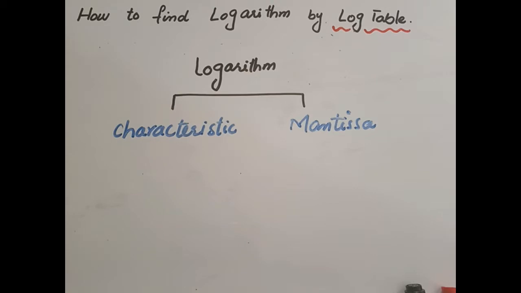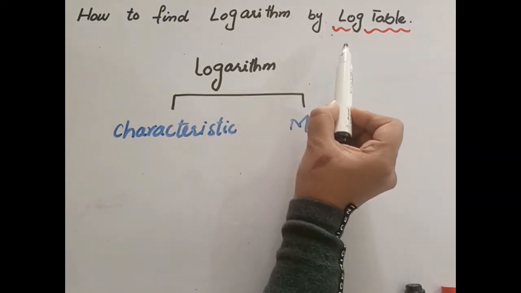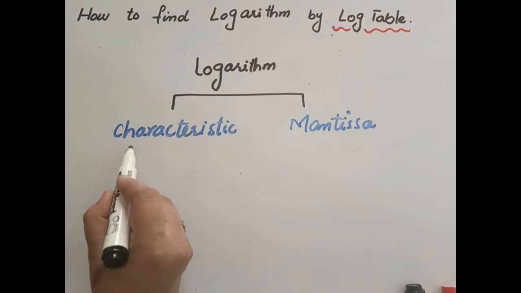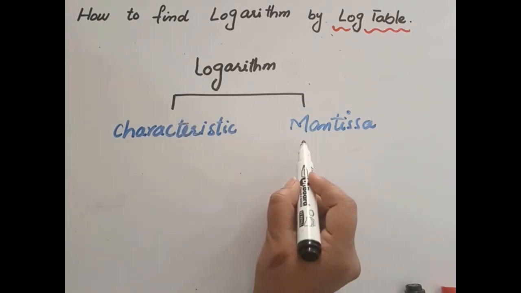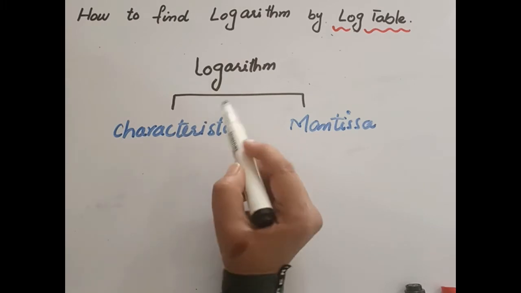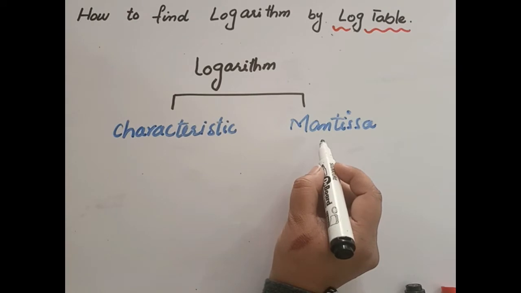Dear students, today we will learn how to find log by using log table. For finding the value of logarithm, we should know how to find characteristic and how to find mantissa. Actually, logarithm of any number consists of two parts. One is characteristic and the other one is mantissa.